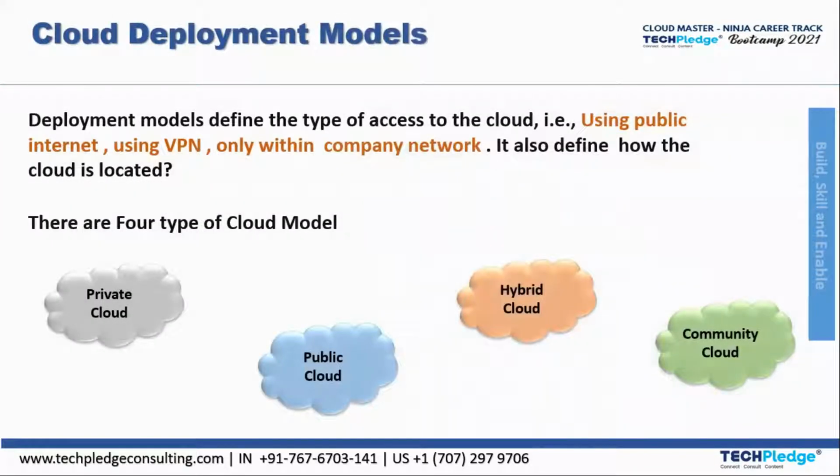Here, deployment model. What a deployment model actually defines is a type of access to the cloud. So when we talk about deployment, we come to know how we can access it: using the public internet, using a VPN, or only within a company network. So it is also defined how the cloud is located. That's what I just said a few seconds before. So there are four types of cloud model. First is the private cloud, second is the public cloud, third is the hybrid cloud, and fourth is the community cloud.